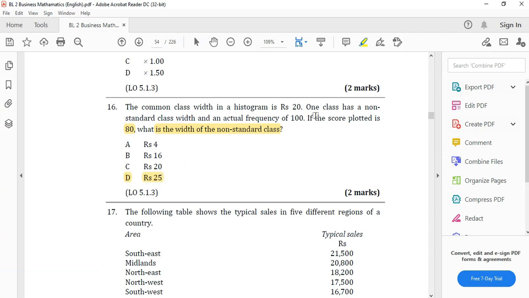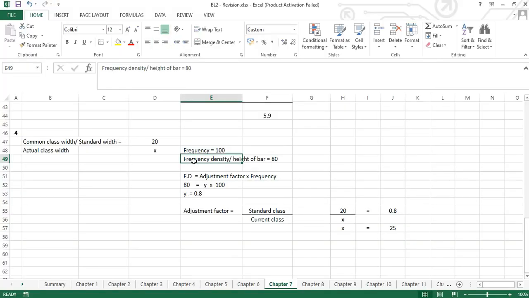So remember, if they say the score plotted, they are referring to the frequency density. And if they are referring to frequency density and you see a question relating to class width, then remember it's around these formulas. Remember the adjustment factor formula first, and then the outcome of the adjustment factor, which is the frequency density formula. If you are able to get this instantly as you look at the question, then it's easy for you to solve.